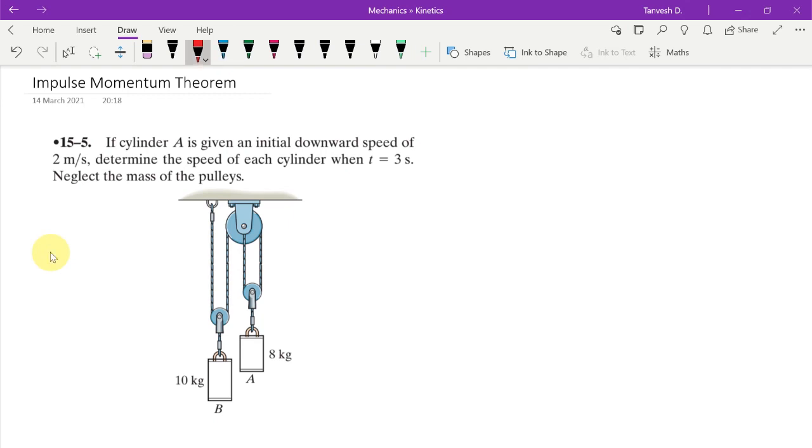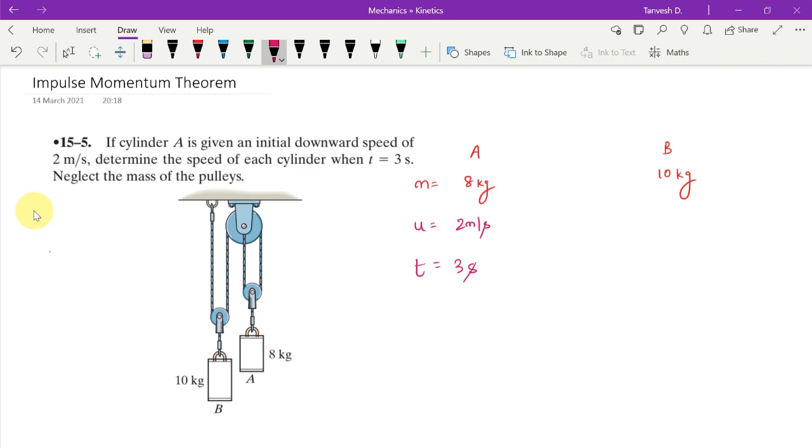What is given in this numerical is, if cylinder A is given an initial downward speed of 2 meters per second, determine the speed of each cylinder when t is equal to 3 seconds. Neglect the mass of the pulleys. Cylinder A mass is given as 8 kg and cylinder B mass is 10 kg. The initial speed for A is u equal to 2 meters per second. For B it is not known, and the time for which we need to determine the speeds is 3 seconds.